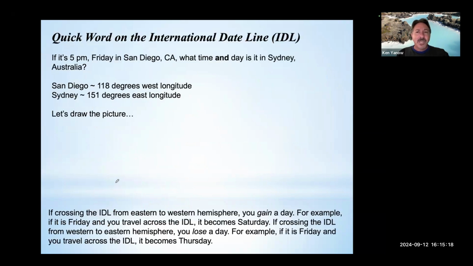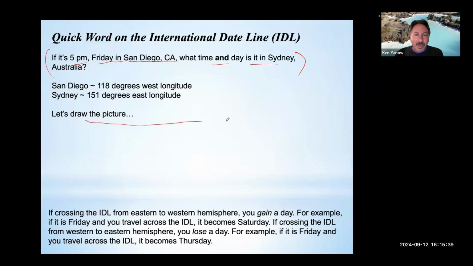But what I want to do is take a look at another question here. So again, this is time zone. Let's just do another time zone problem, then we'll figure out solving for longitude. Here's the question. It's 5 p.m. Friday in San Diego, California. What time and day is it in Sydney, Australia?